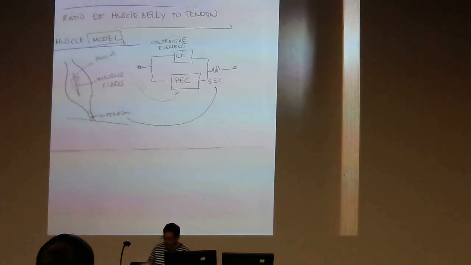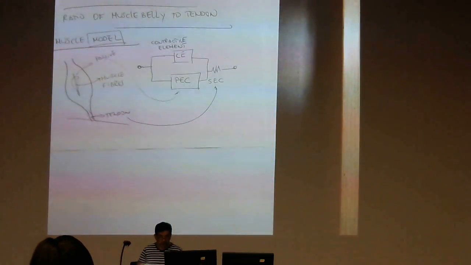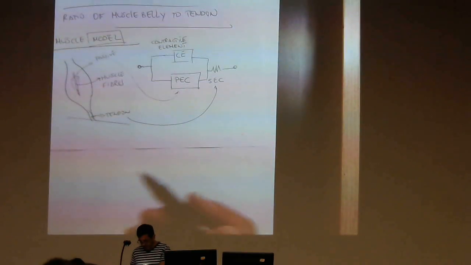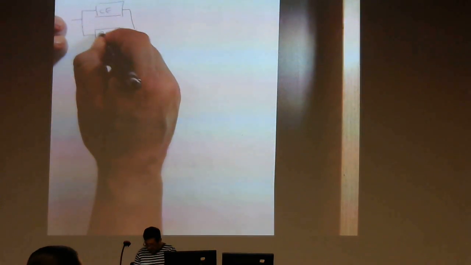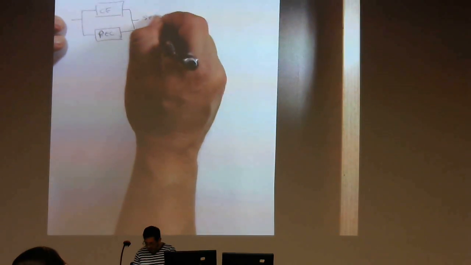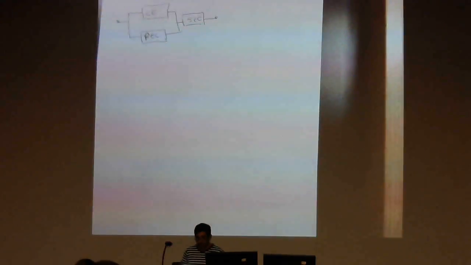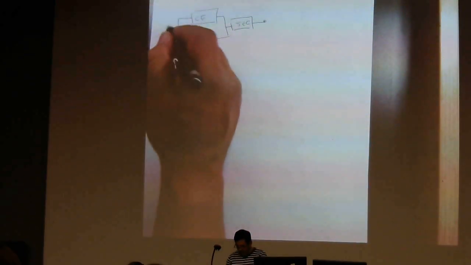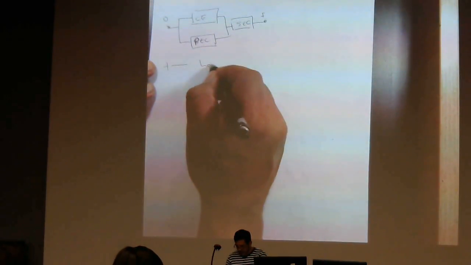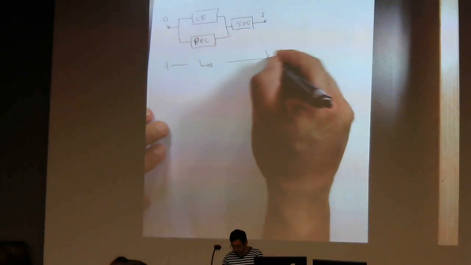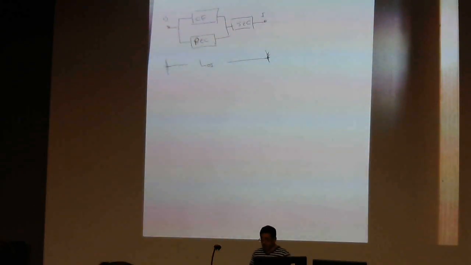To make that discussion, we will assume that this muscle will contract isometrically. That is, there won't be a length change of the whole thing. So I will just draw that. Contractile element, the parallel elastic components, my apologies, and here we have the series elastic components. We are assuming that we are going to deal with an isometric contraction. That is, the length from the origin point to the insertion point does not change. Are you okay with that?